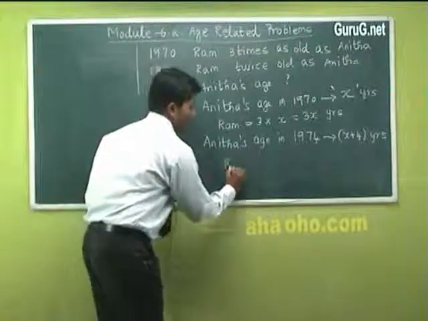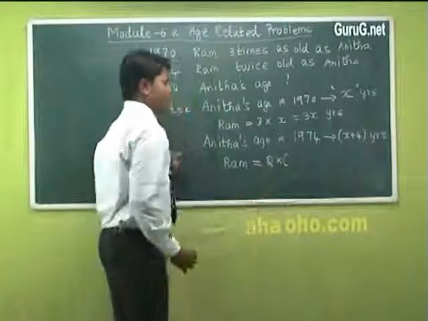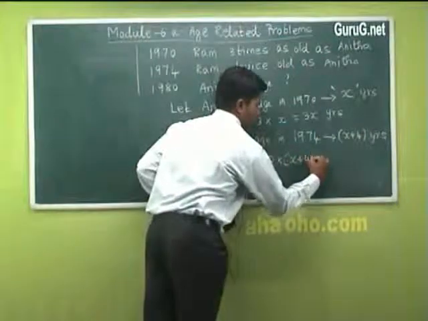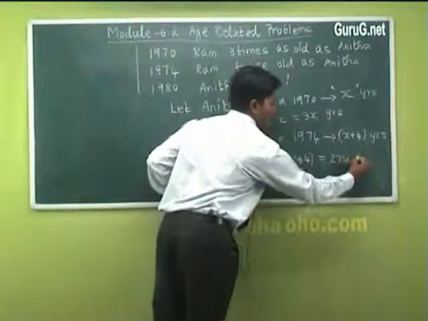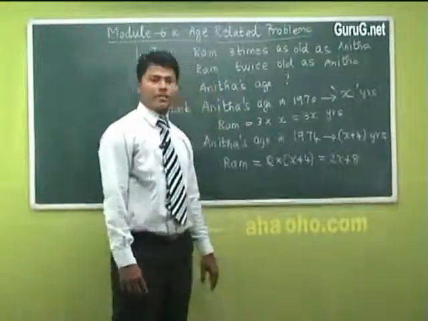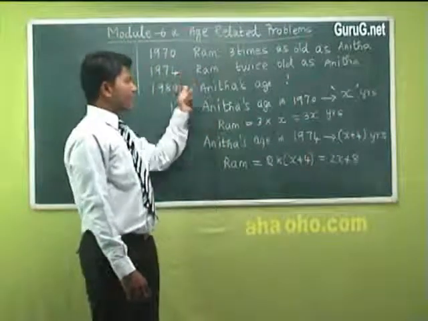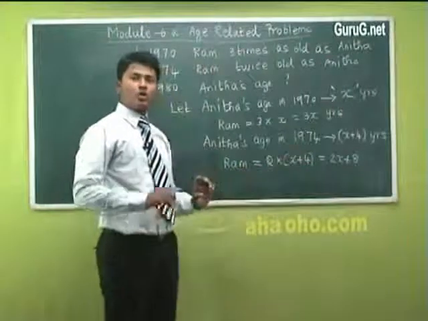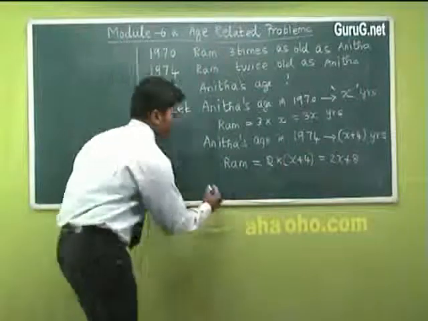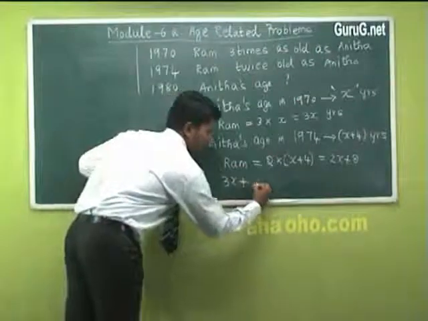So in 1974, Ram's age will be 2 into the age of Anita in 1974, x plus 4. Put x plus 4. This is nothing but 2x plus 8. So Ram's age will be 2x plus 8. Now, what was Ram's age in the year 1970? 3x years. So what will be Ram's age in 1974? 3x plus 4.